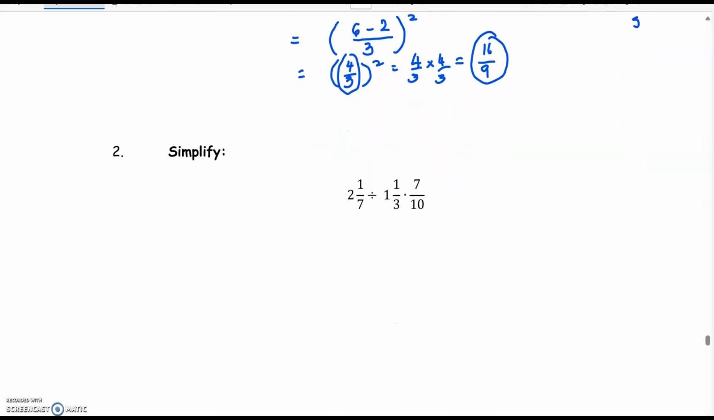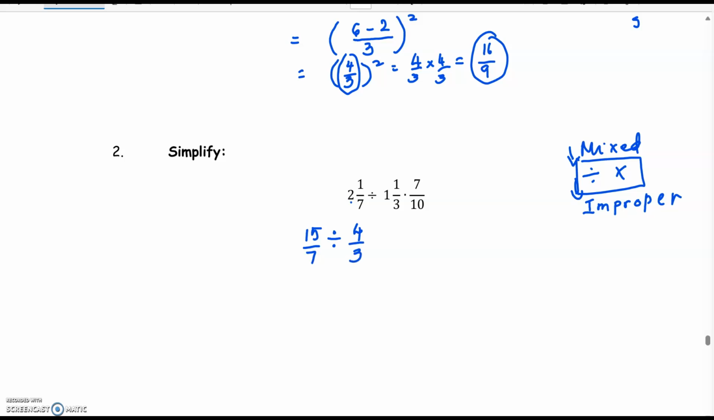Now here we have mixed numbers, division and multiplication. So mixed numbers with division and multiplication, the mixed numbers have to change to improper fractions first. Always, if it's division and multiplication, change the mixed numbers to improper fractions. 7 times 2 is 14 plus 1, 15 over 7, divided by 1 1/3, which is 3 ones are 3 plus 1, 4 over 3, times 7 over 10.